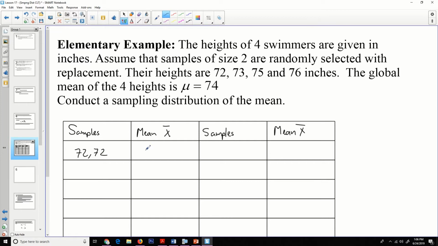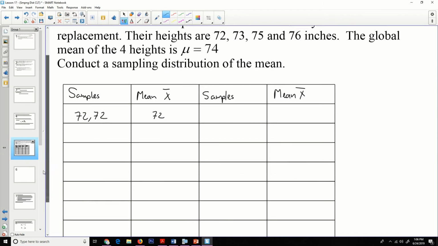And that sample has a mean of 72. All right. So now we want to go through and think about all of the possible combinations that we could get by picking 2 of these while also replacing. So we could go 72 on the first one and 73 on the second one. That has a mean of 72.5. We could pick a 72 on the first one and then pick a 75 on the second one, and that will have a mean of 73.5.